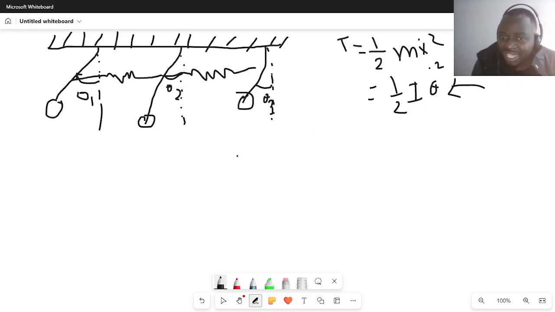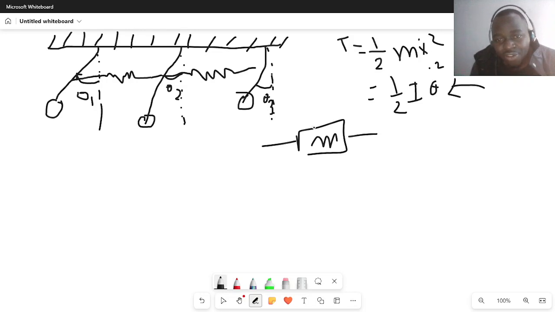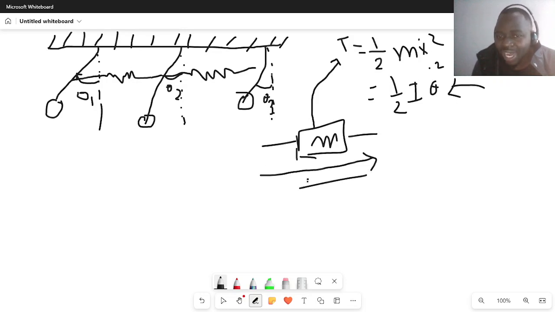And I even said that if you have a mass m, let's say you have an object m, and you want to find its kinetic energy, therefore that mass goes with this formula. What is the reason for that? This mass that we see here has only one direction of motion. It's going in the linear form, like this or like this. That's the reason why it goes with this one.